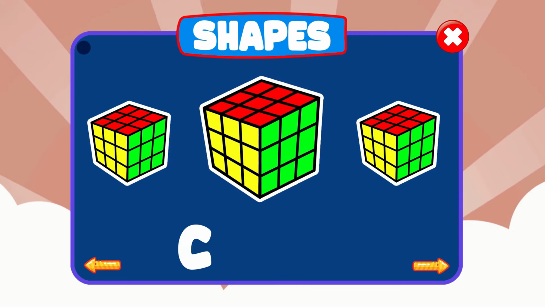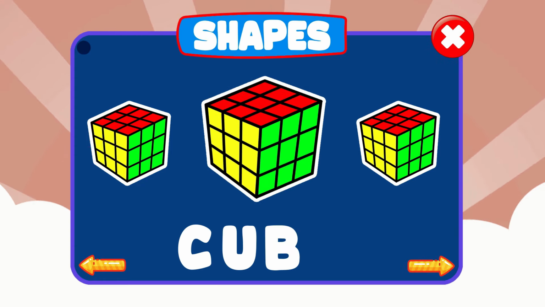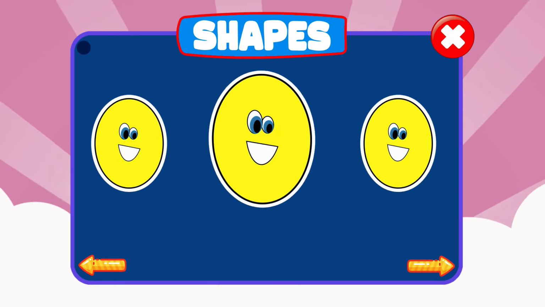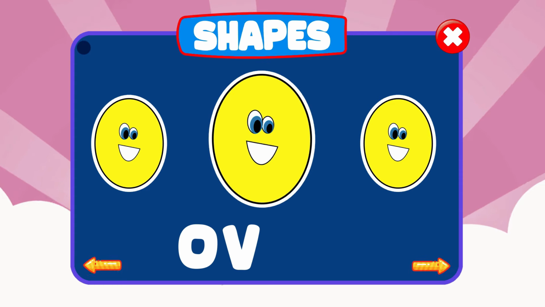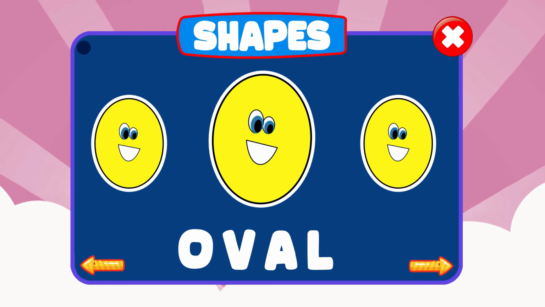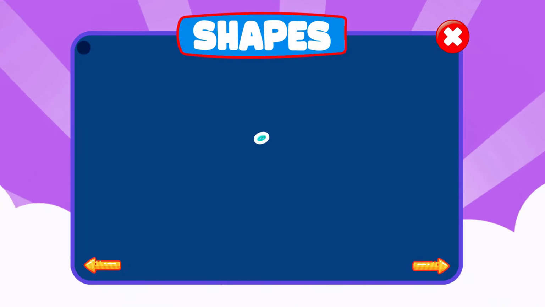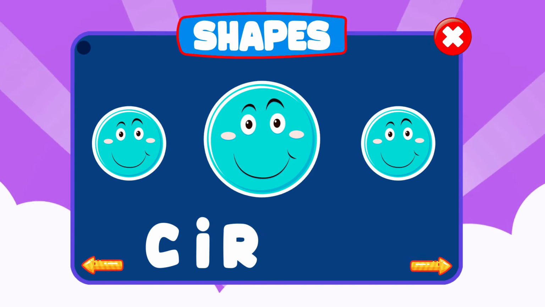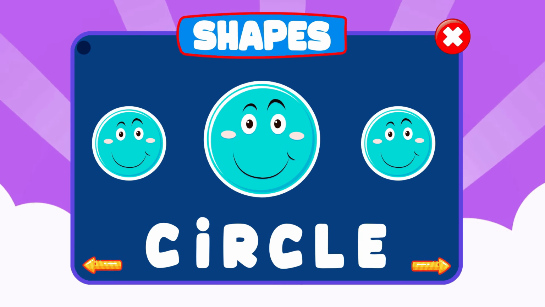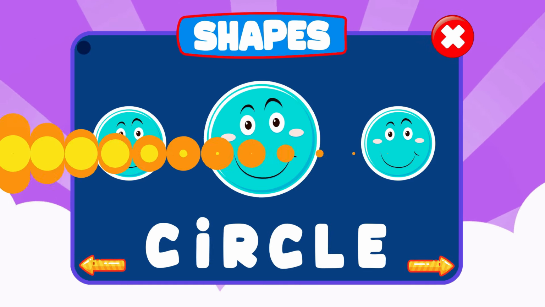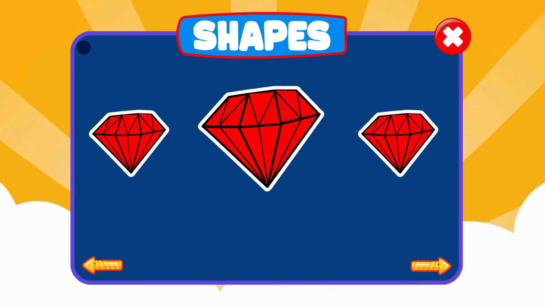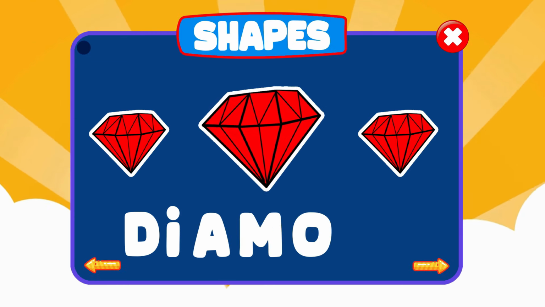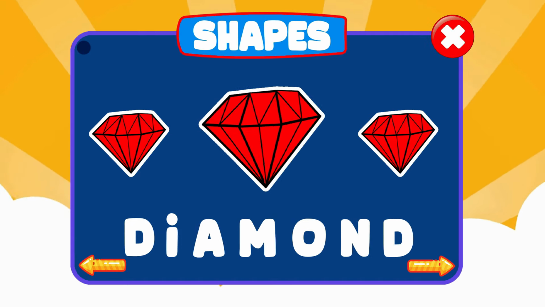Cube. C, U, B, E. Cube. Oval. O, V, A, L. Oval. Circle. C, I, R, C, L, E. Circle. Diamond. D, I, A, M, O, N, D. Diamond.